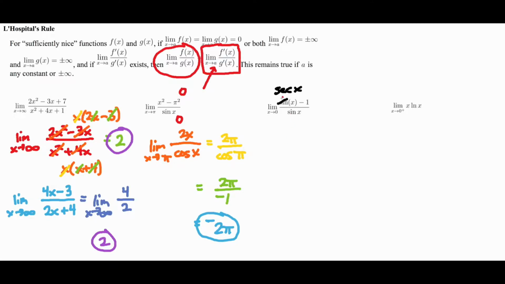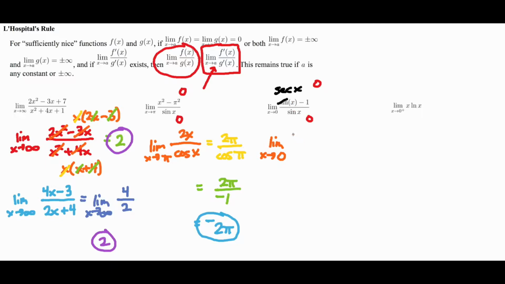So if you put in 0 here, secant of 0 is going to be 1. So 1 minus 1 is 0. So you would end up with 0 on top. Sine of 0 is 0. So you have 0 over 0 here. This means that we can use L'Hopital's rule for this. So what I'm going to do is do the derivative of the top and then divide it by the derivative of the bottom.